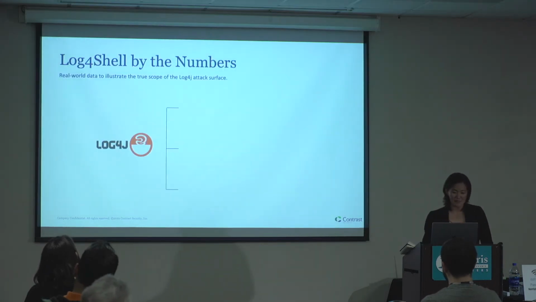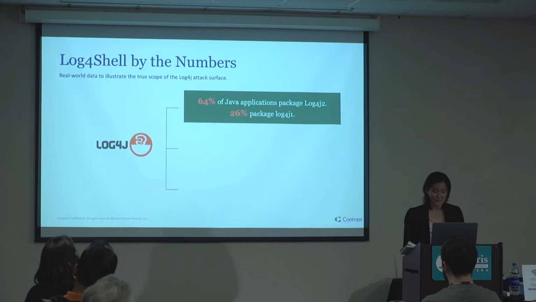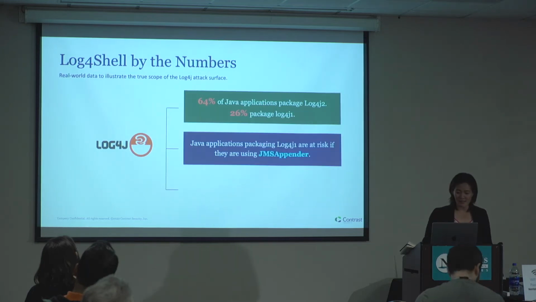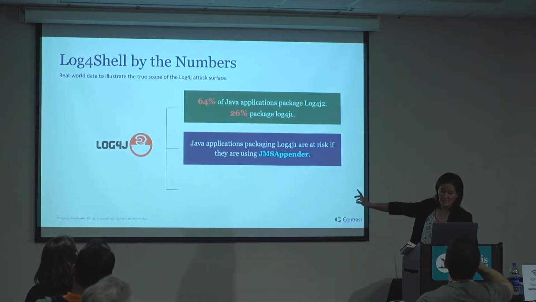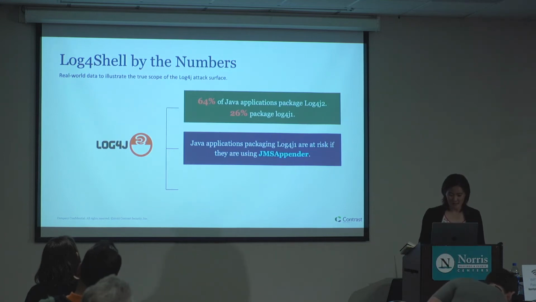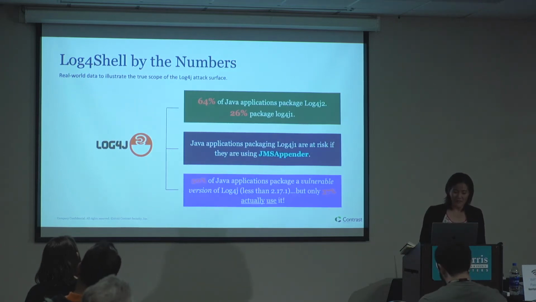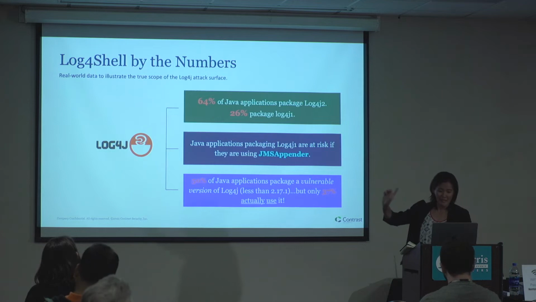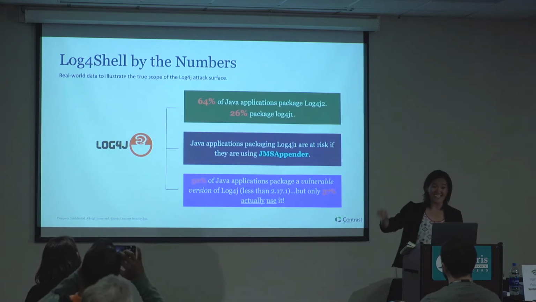Log4Shell. Here are some interesting stats that we found. 64% of Java applications package log4j2 and the still vulnerable log4j1, but you do need the JMS appender library to go with it, otherwise it's not exploitable. And 50% of Java applications package the vulnerable version of log4j today.